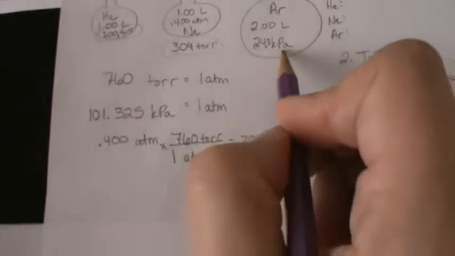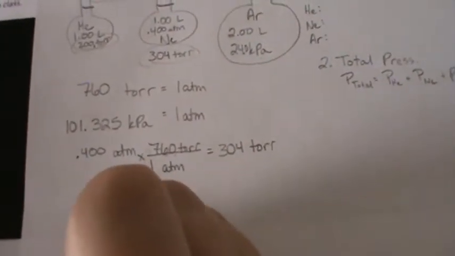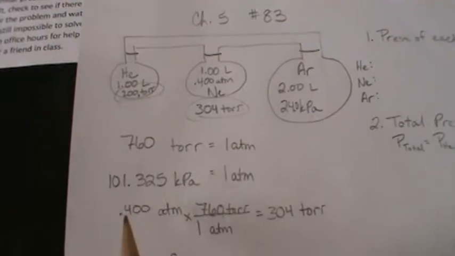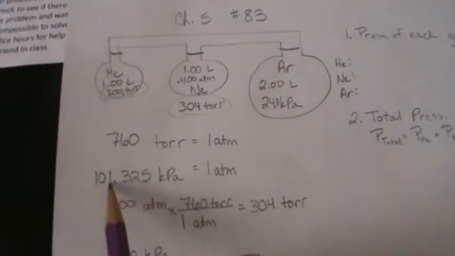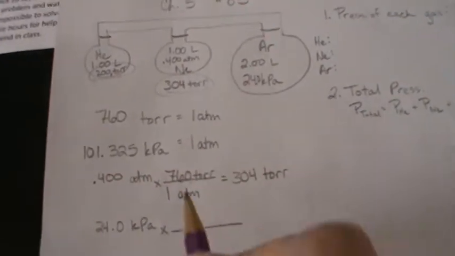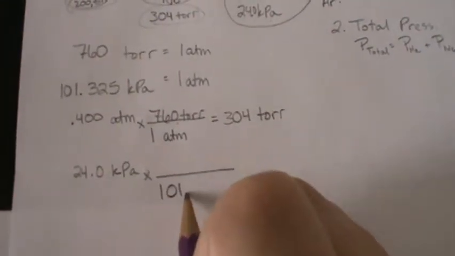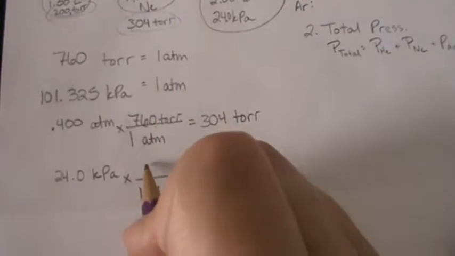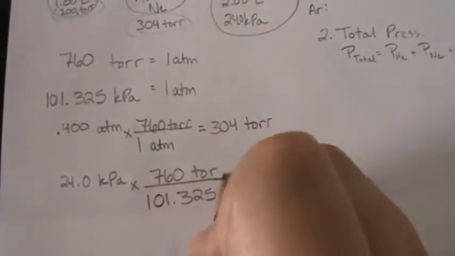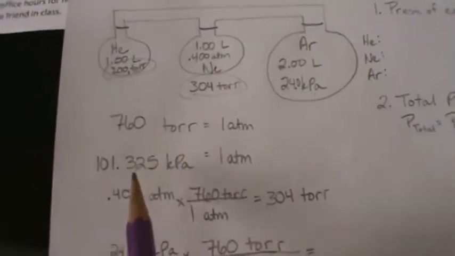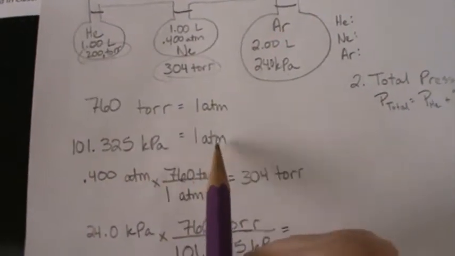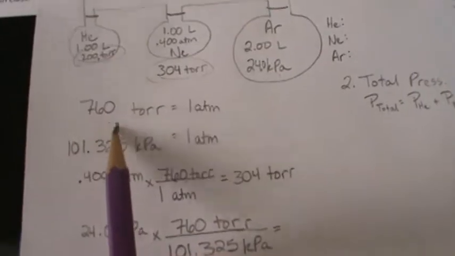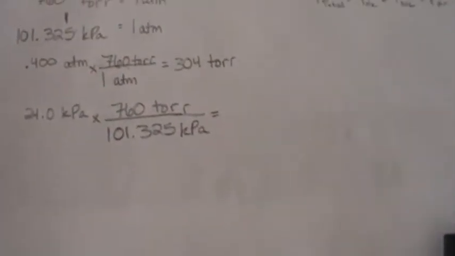Now I need a pressure for this one as well, and I started out with 24.0 kilopascals. Now 1 atmosphere is 101,325 pascals, but I've already converted this, so it would be 101.325 kilopascals. So I use that here, 101.325 kPa per 760 torr. Let me explain what I just did. If 101.325 kPa is 1 atmosphere, and 1 atmosphere is 760 torr, then I can put an equal sign here and create another conversion factor. That's a little trick for you.